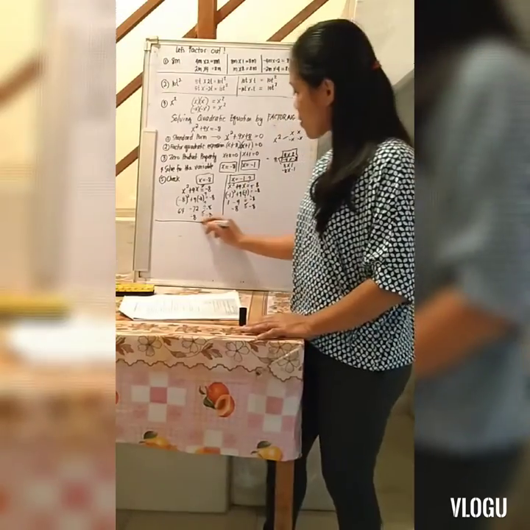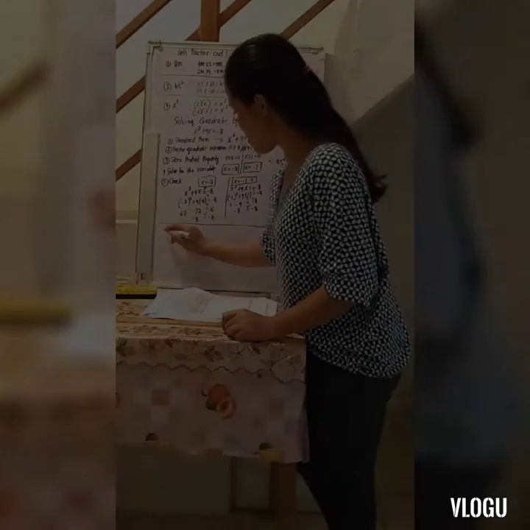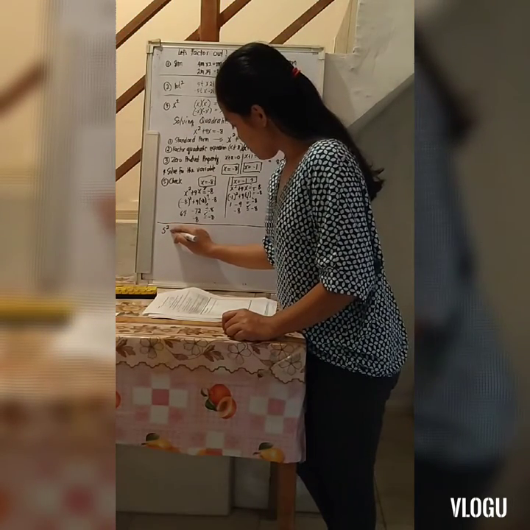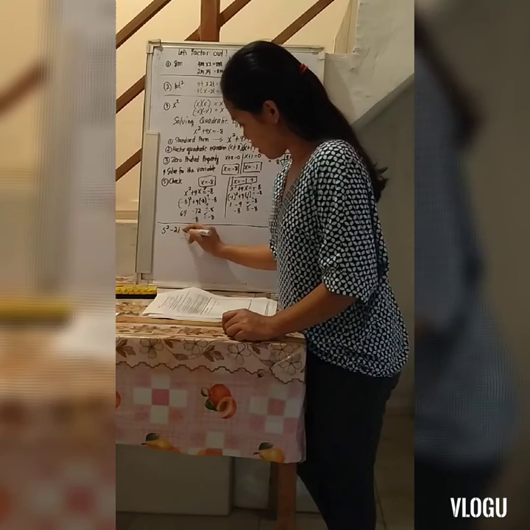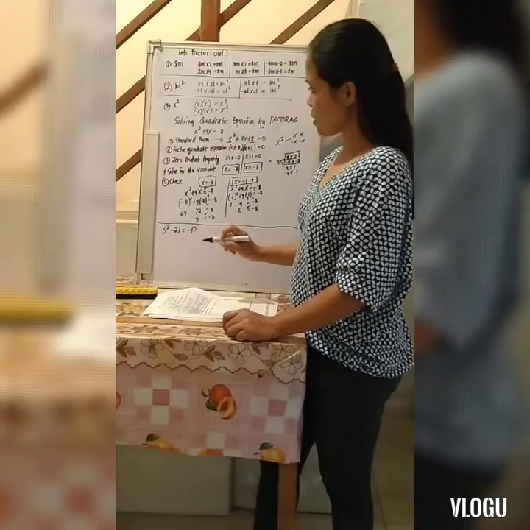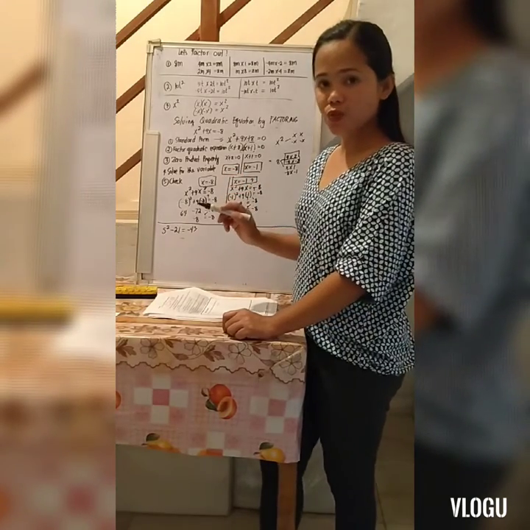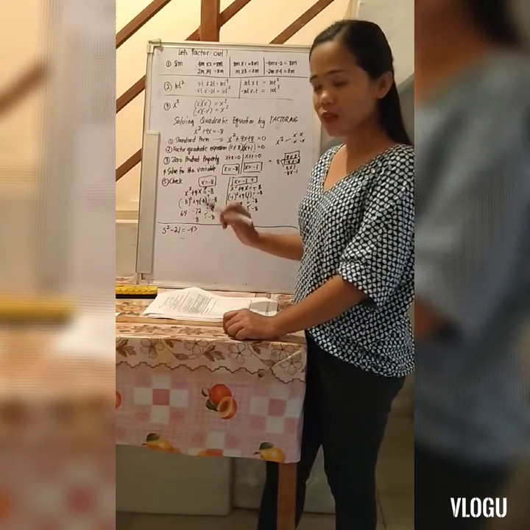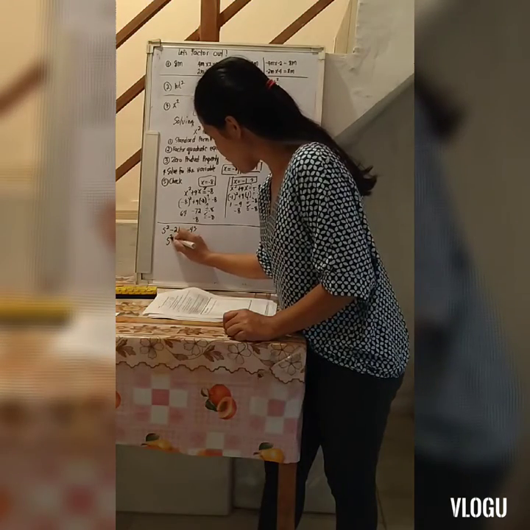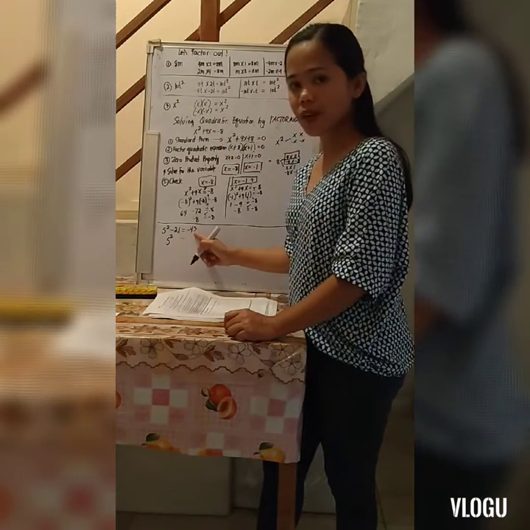I will give you another example. You're given the equation s squared minus 21 equals negative 4s. In this case, again, the first step is to transform this into its standard form. So you will now have s squared. Your linear term is on the right side.